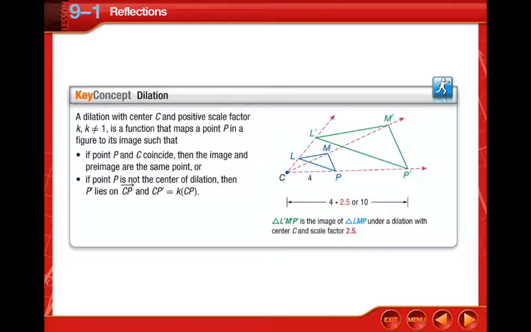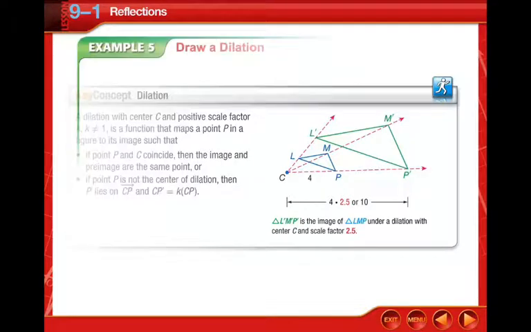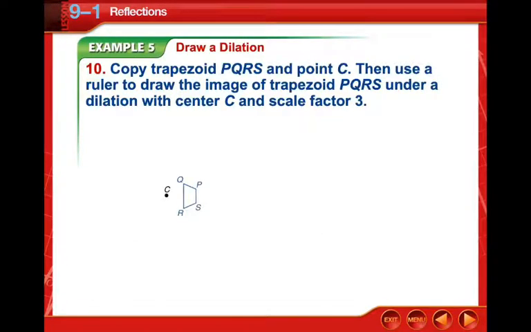A dilation, though, is basically where you make something either larger or smaller, multiplying the coordinates by whatever it is. So if you're looking to make it bigger, use a whole number; smaller, a fraction. So we want to copy this trapezoid and increase it by a scale factor of 3. So what that means is I'm going to go back to my dotted line here.